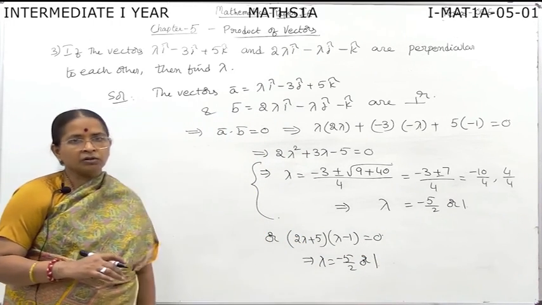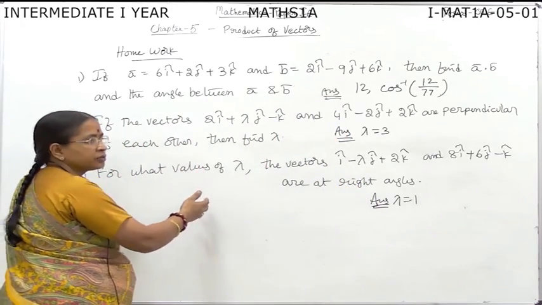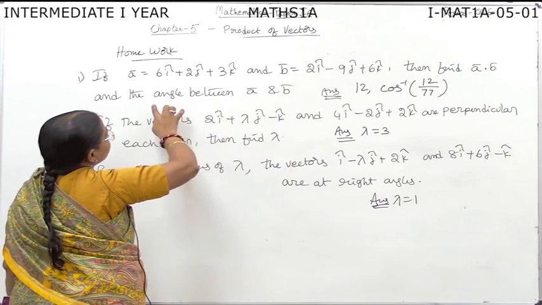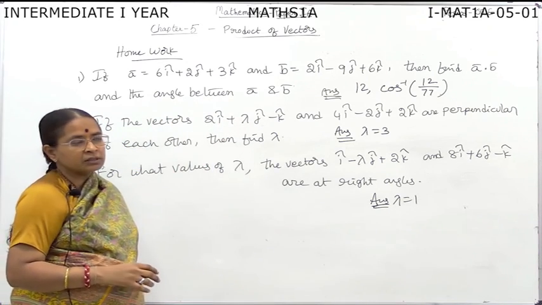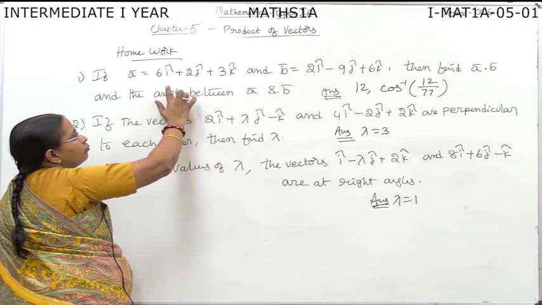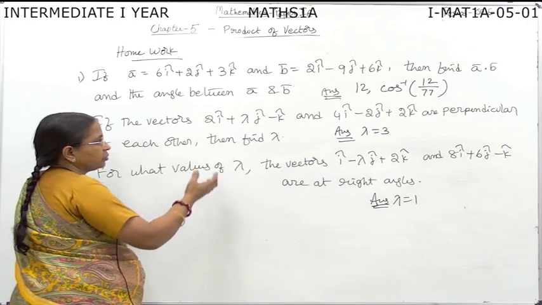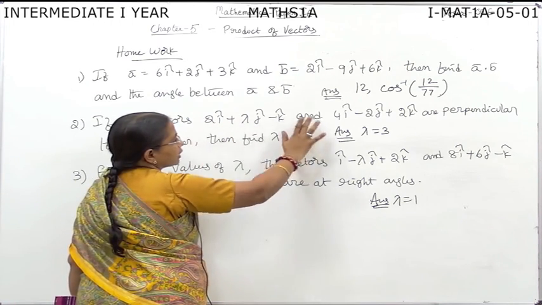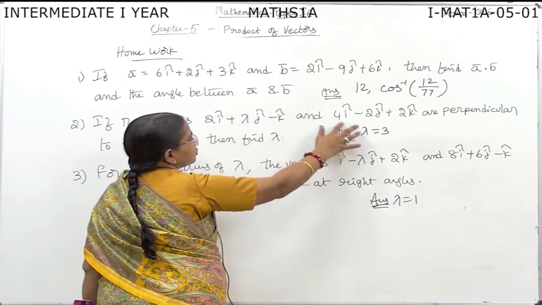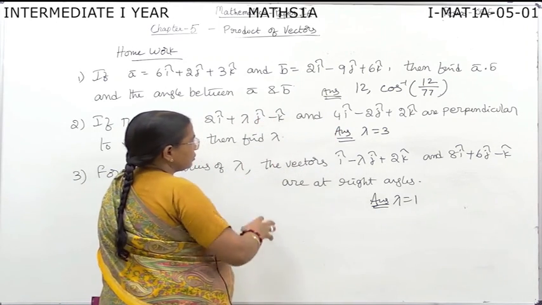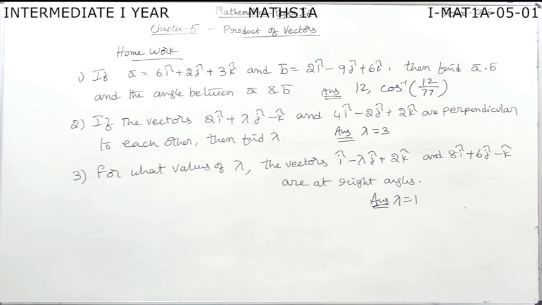Now we'll take down the homework. Now take down this homework. We solved similar problems just now. So A and B are given. Find the angle between them. You know the formula. The angle between the vectors is cos inverse of A dot B by mod A mod B. So these are the two vectors which are perpendicular to each other. So you already know when the two vectors are perpendicular, A dot B is 0. So A dot B means A1 B1 plus A2 B2 plus A3 B3 is equal to 0. Solve for lambda. Even the third problem is similar to that.